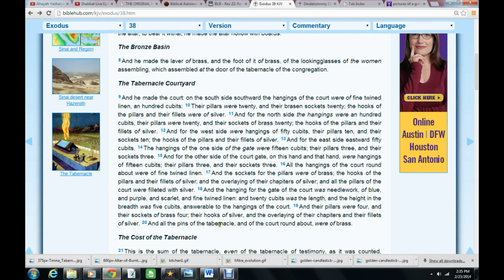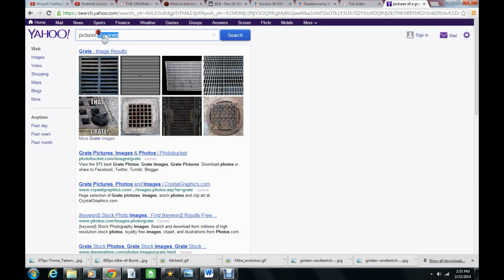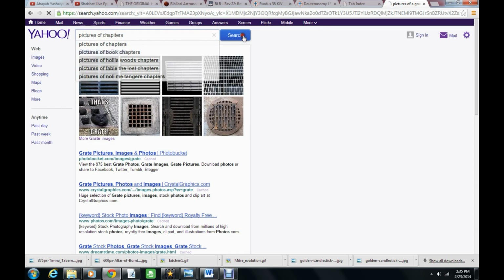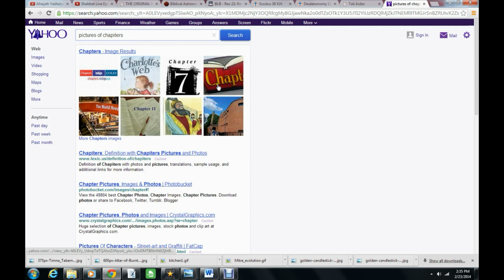Pardon me. So all the hangings of the court round about were of fine twined linen. And the sockets for the pillars were of brass. The hooks of the pillars and their fillets of silver. And the overlaying of their chapiters of silver. Let's look what chapiters are. And all the pillars of the court were filleted with silver. So let's see what a chapiter is.